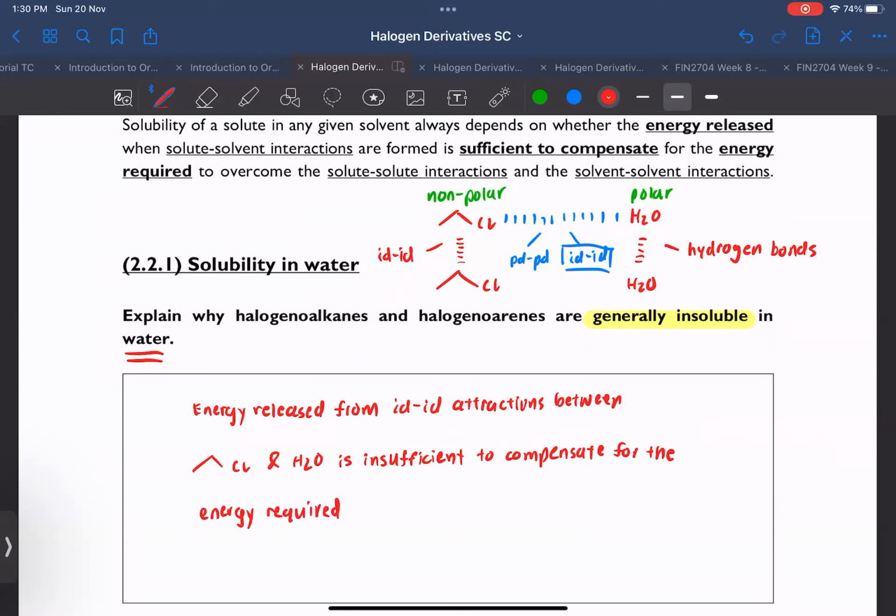When do you require energy? It is to break the bonds. So energy required to break the IDID attractions. And I specify where the IDID attractions are. I say the IDID attractions in the non-polar alkyl chain of the halogenoalkane, and the hydrogen bonds in water. I'm sure you've done this explanation multiple times before, but let's just do this as a final recap.